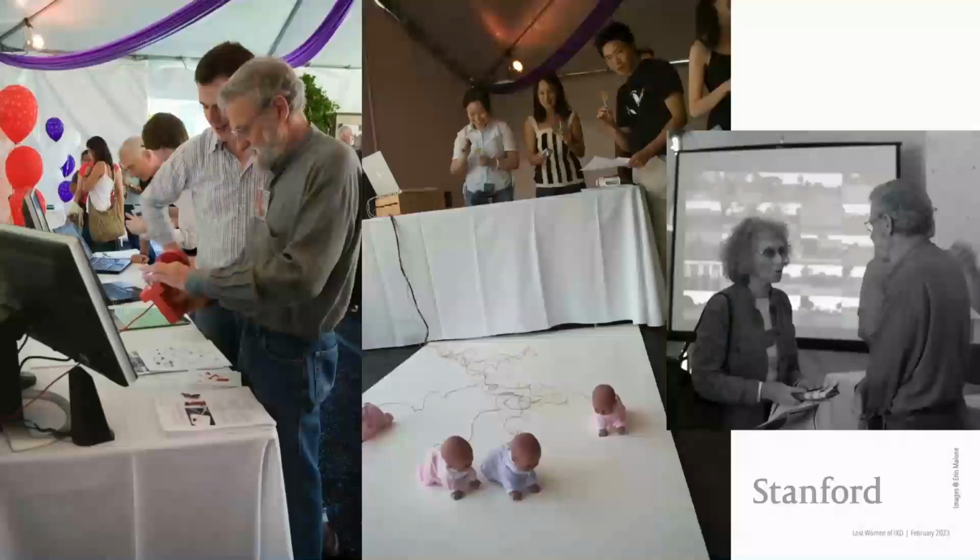But the expo in and of itself allowed Joy to work with thousands of students over these 23 years across the world, and to mentor and sort of spread the word about good design.